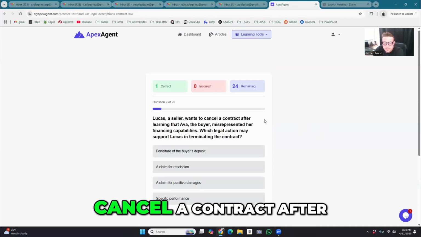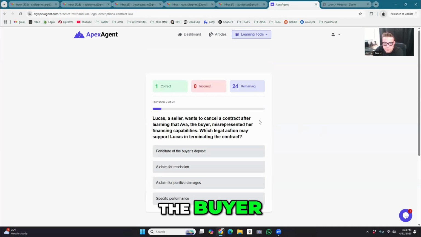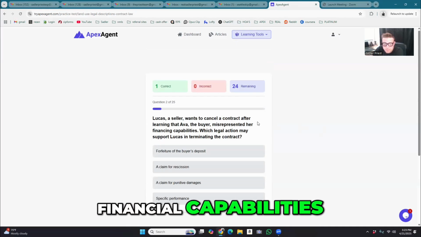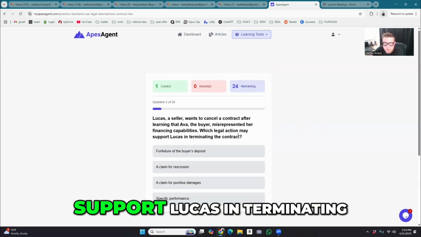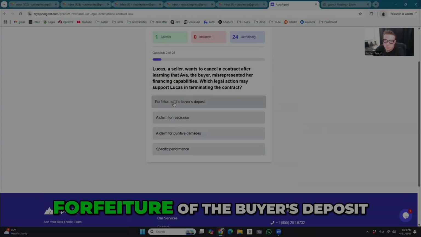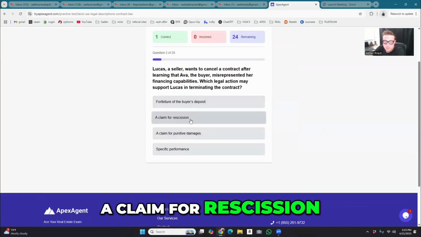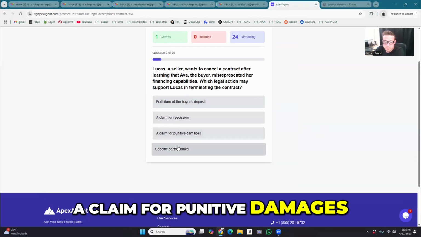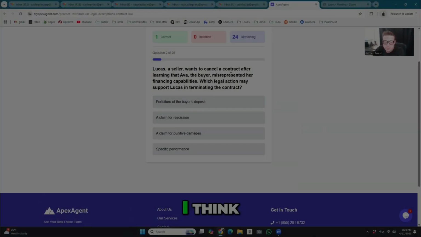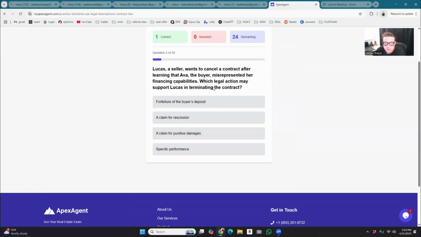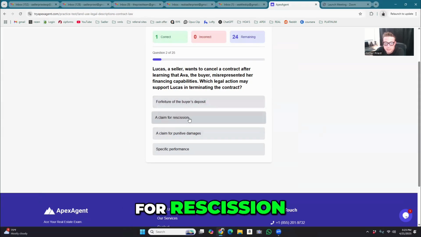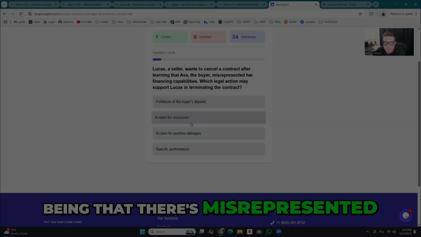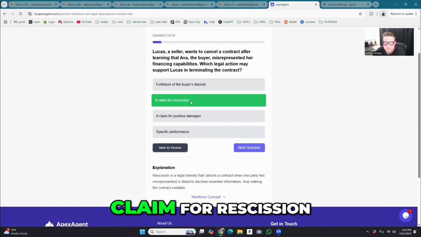Lucas, the seller wants to cancel a contract after learning that Ava, the buyer, misrepresented her financial capabilities. Which legal action may support Lucas in terminating the contract? Forfeiture of the buyer's deposit, a claim for rescission, a claim for punitive damages, specific performance. I think they have a claim for rescission. Yeah, there's misrepresentation, maybe specific performance. Let's look at this. Yeah, claim for rescission.